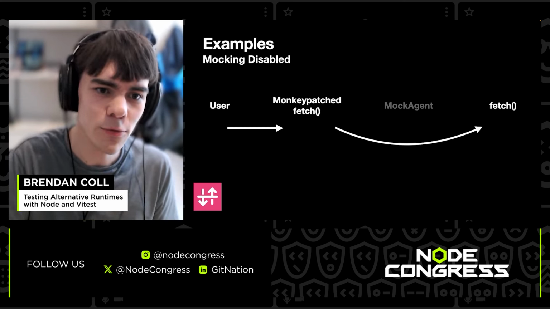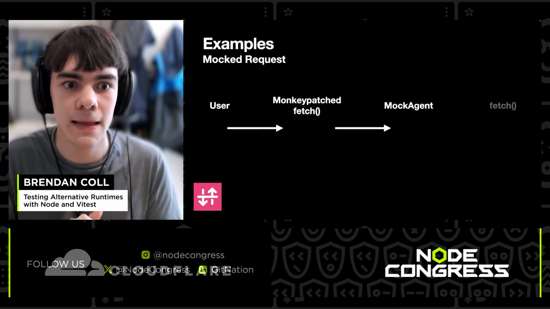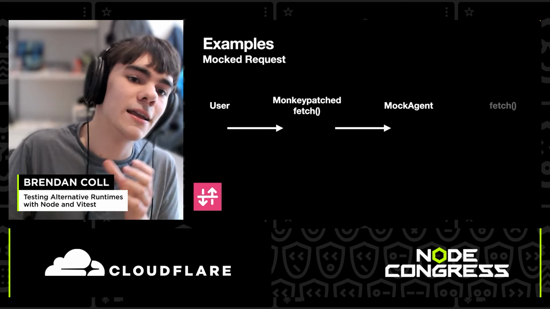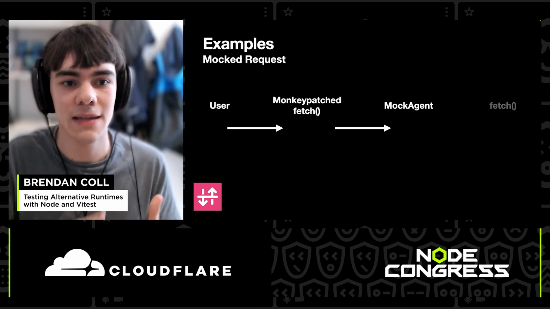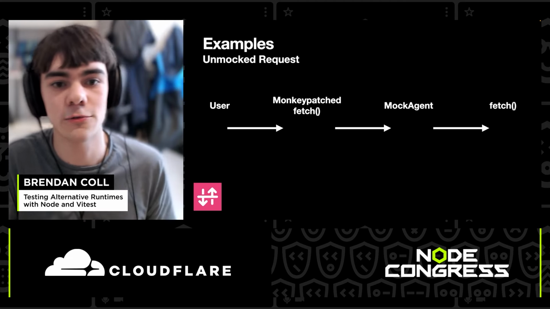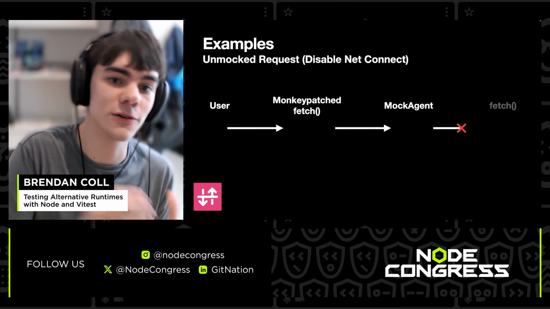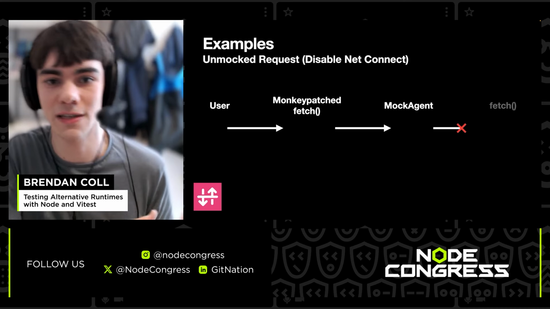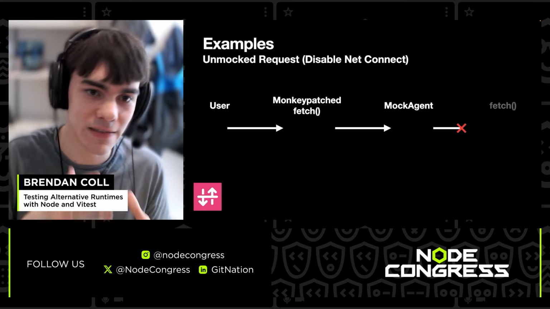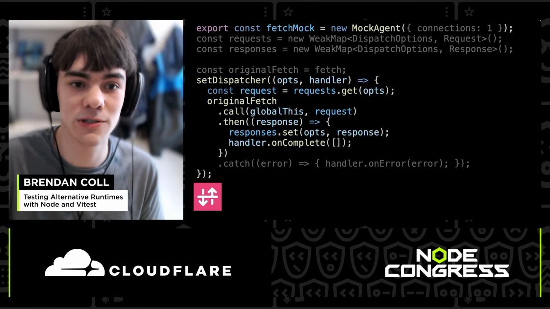When the MockAgent is disabled, we bypass it completely and forward requests to the regular fetch function. If the MockAgent is enabled and the request matches one of its interceptors, it will return a response. If the request doesn't match an interceptor, it will pass through to the original fetch function, unless we call the disableNetConnect function on the MockAgent, which prevents network calls if requests aren't mocked. In this case, the user would see an error. As I mentioned, we implement this with a custom bundled version of Undici.